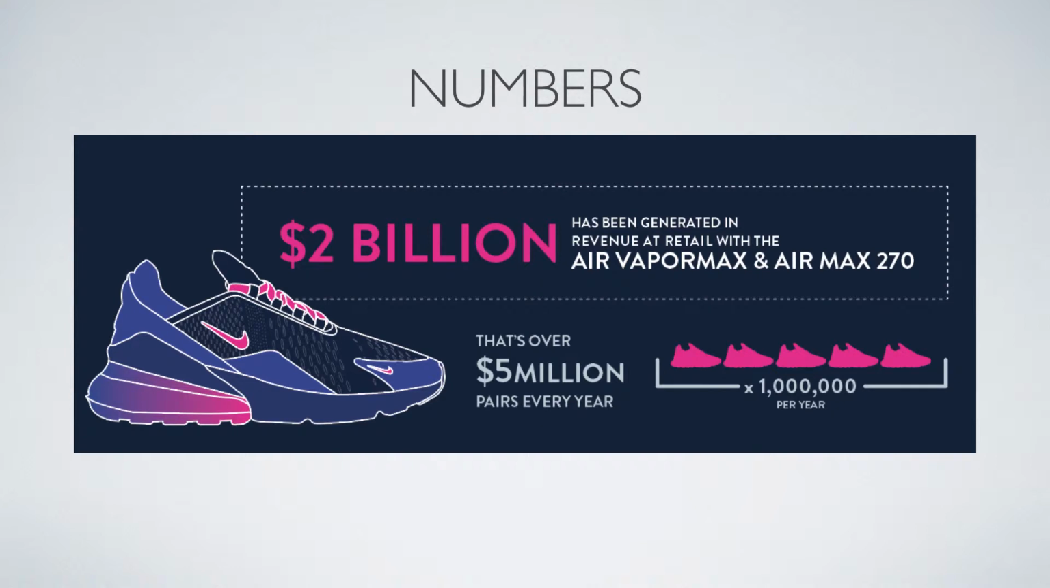Now we're going to talk about how I use encoding in my numbers display. First, we can see that the amount was used as an encoding for the isotype chart, as there are 5 shoe symbols to represent the 5 million. I also use color to highlight specific text, such as the $2 billion part.